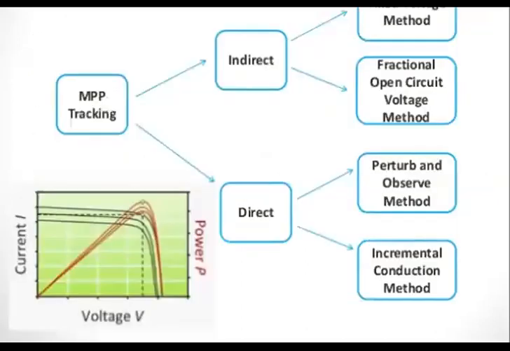Here are the different MPPT techniques. This is the MPPT tracking. This is indirect tracking and this is direct tracking. Under indirect, this is the fixed method and this is the fractional open circuit voltage method. Coming to the direct, this is the perturb and observe method. This is the incremental conductance method.